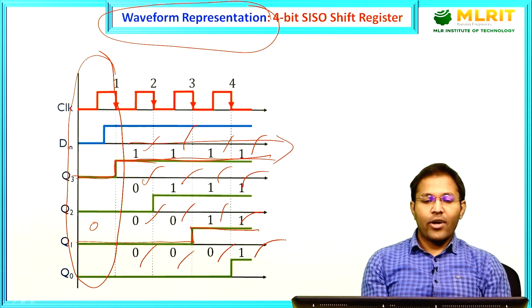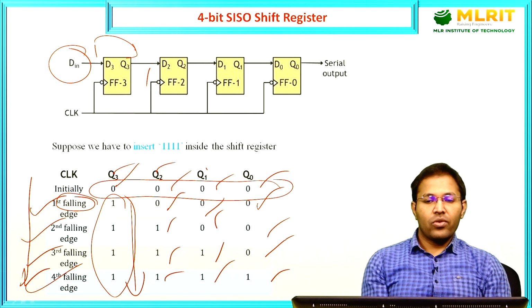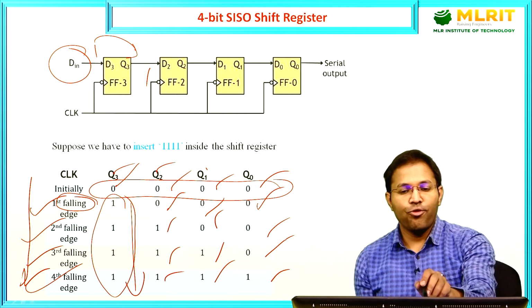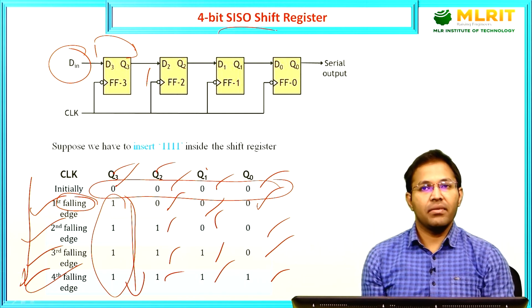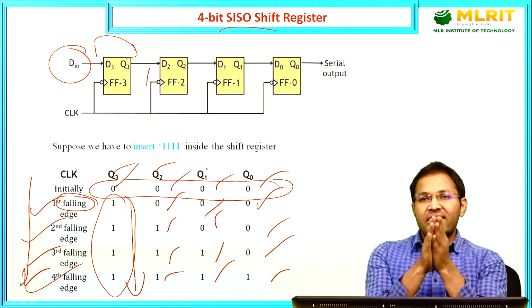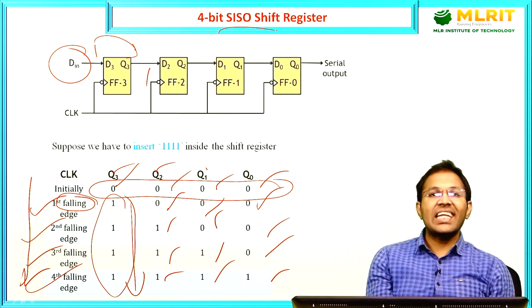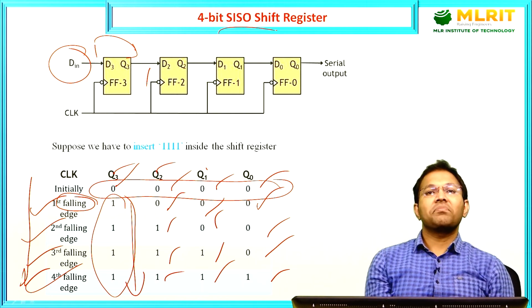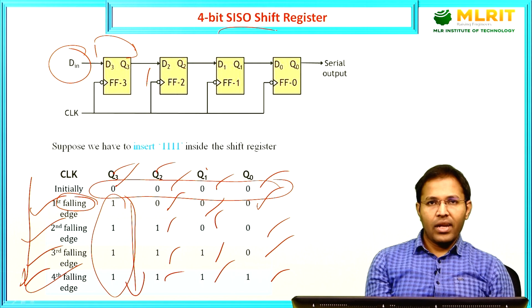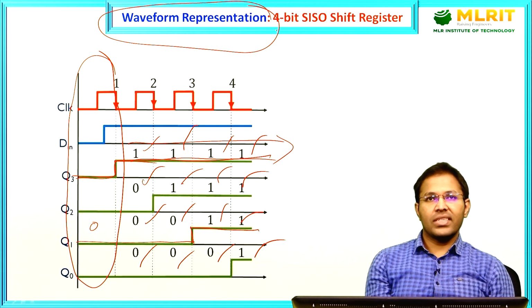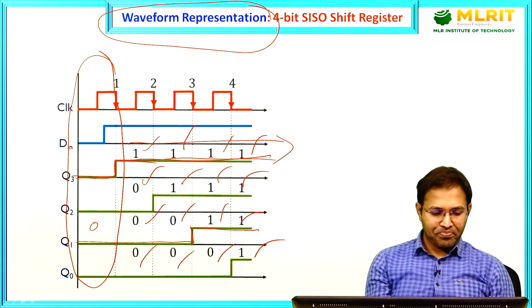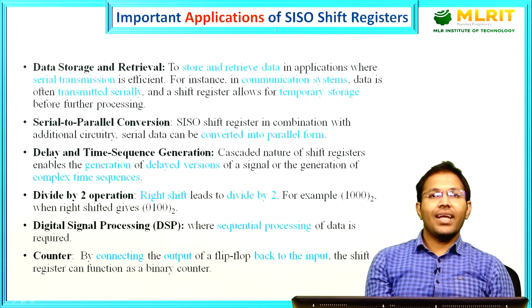I hope students are able to understand the 4-bit SISO shift register, how the data shifts within the register serially, hence the name serial input serial output shift register. We have seen the truth table of this, and we have also seen the waveform representation. Now we will see the important applications of SISO shift register.